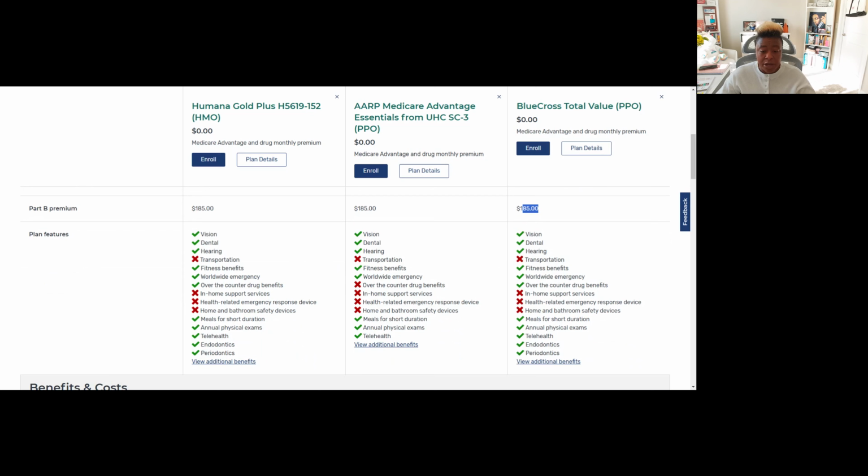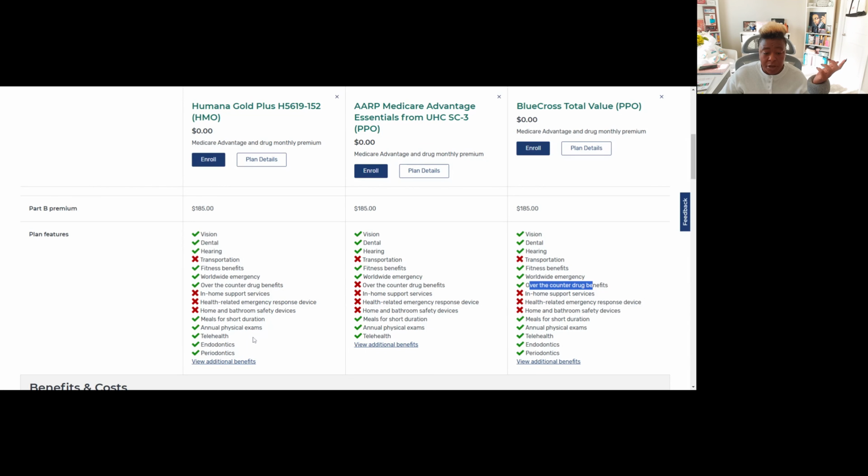And then down here is where we just compare some of these extra benefits. So all of them have vision, dental, and hearing. That's great. None of them have transportation, but we've already established that person doesn't need transportation. They all got fitness benefits, worldwide emergency, over-the-counter drugs, okay? So the one in the middle does not, and the other 2 do. This is important sometimes. People want to make sure that they got over the counter. Those cards are very popular amongst seniors, okay?